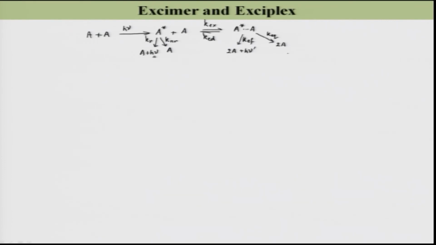And under photostationary state assumption, what you can do, you can try to find out the kinetics of the formation of this A star A, right, and the other dependency on the formation of A star A, right. But I am not going to write all those expressions here, because it is not necessary at this point of time.